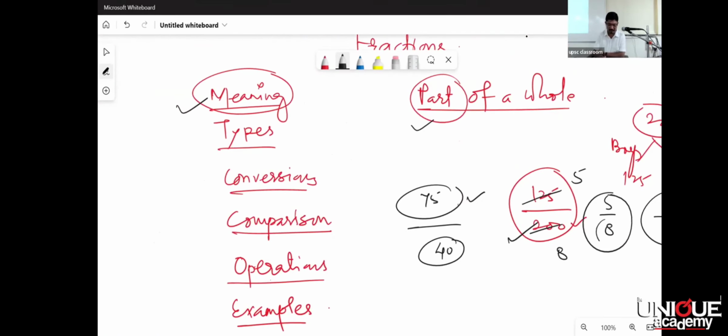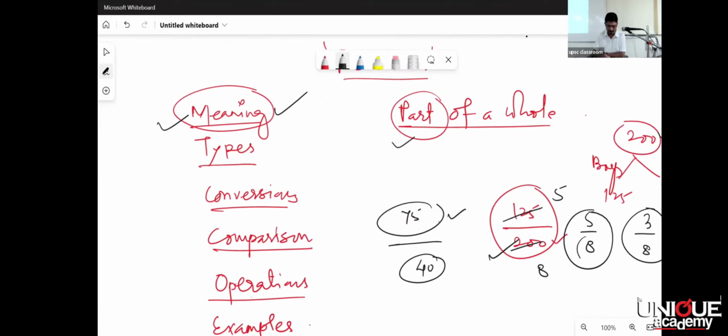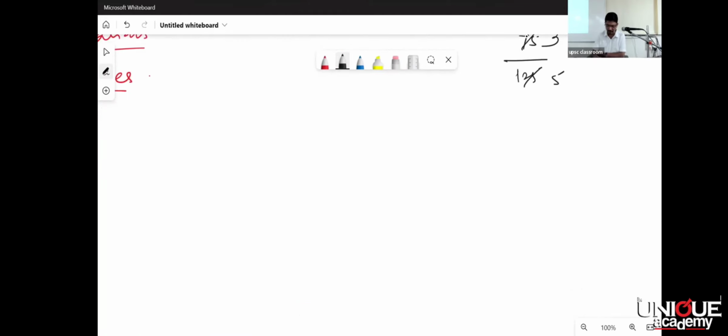Then according to the style of writing these fractions, there are types of fractions. So basically there are two types of fractions. Which are those? Those which are expressed in numerator denominator form are called common fractions.